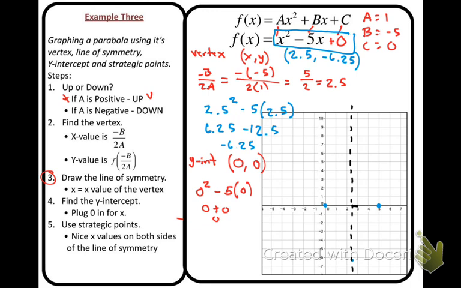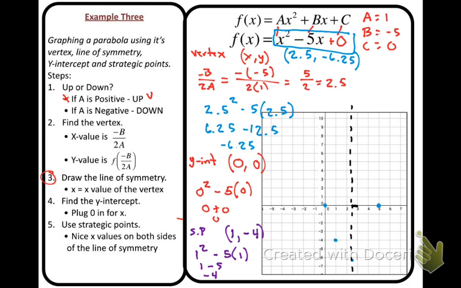Okay, and last step, we got to find our strategic point. And for our strategic point, it looks like we could choose 1 again. Right, 1 doesn't have a value, so I'm going to choose 1. So I'm going to plug in 1 and I'm going to see what I get. So we have 1 squared minus 5 times 1. 1 squared is 1 minus 5, that's negative 4. So at 1 comma negative 4 is our other point. 1, negative 4 right there.